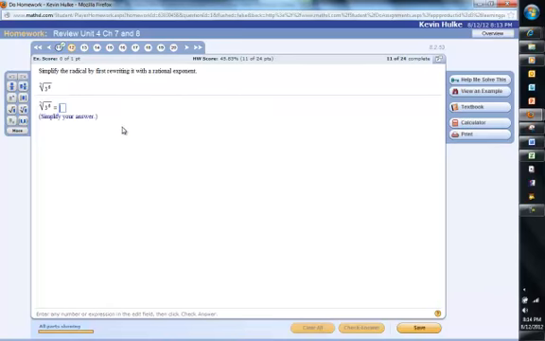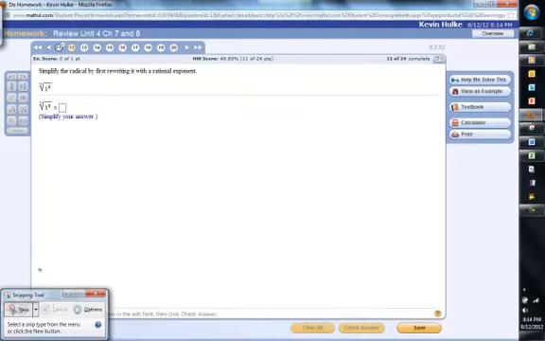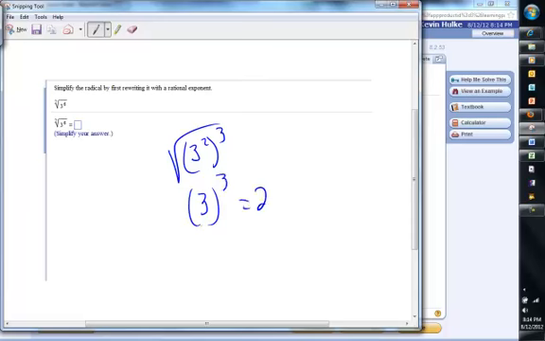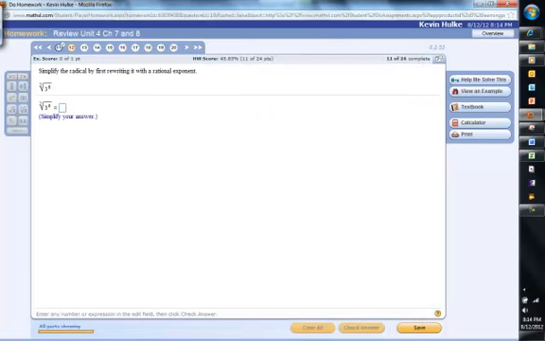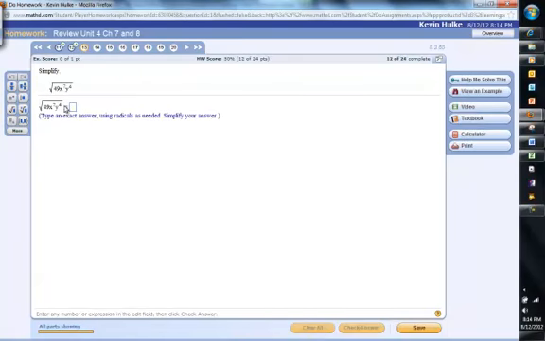Next one, square root of 3 to the 6th. So we have 3 to the 2nd cubed, right? It's the square root of 3 to the 2nd, which is 3. Cubed is 27. So we would say 27. Next one, square root of 49.